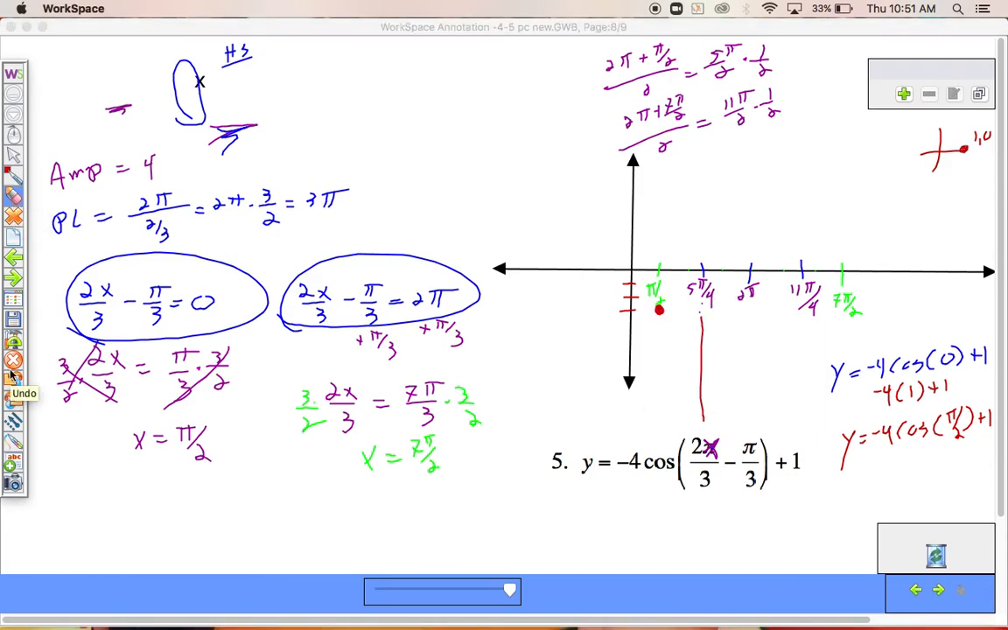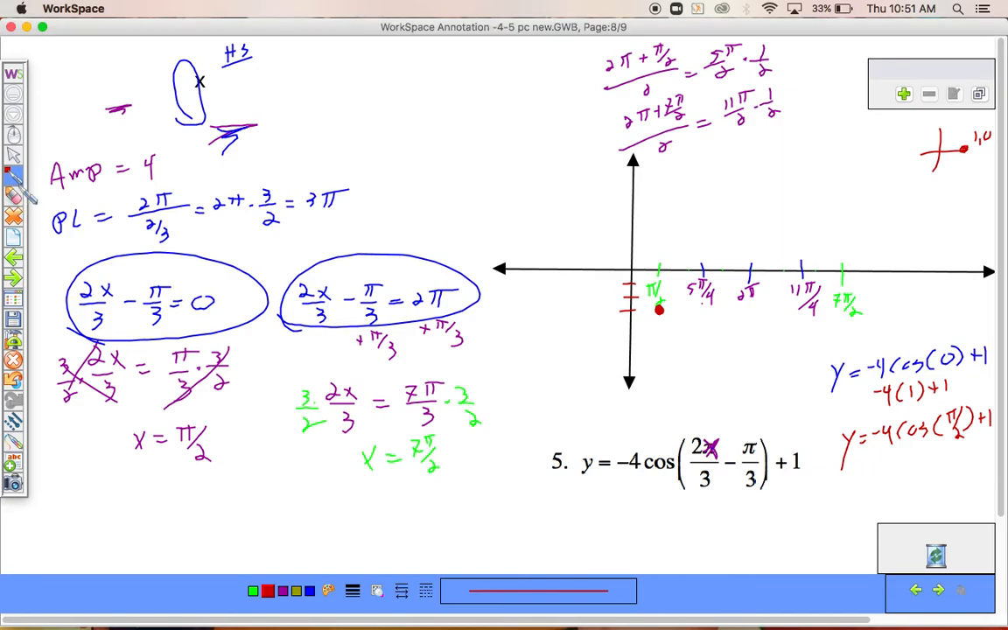All right, so I'm going to say negative 4 cosine of pi over 2. Pi over 2 is at the top. My ordered pair at the top is 0, 1. My x value is 0. Yeah. Cosine of pi over 2 is 0. Negative 4 times 0 plus 1 is negative 3.